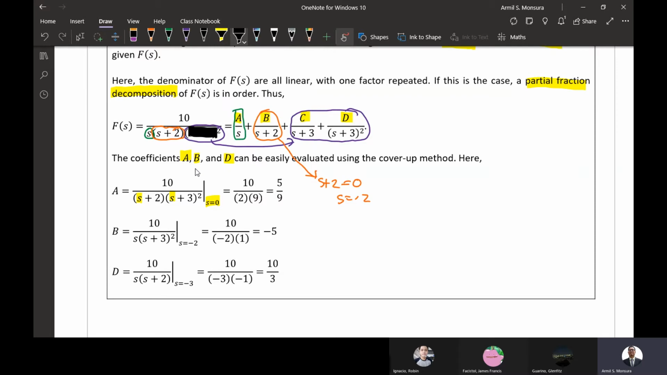Ayan. Yung S plus 3 squared, tatakpan ko ng buo. Ang maiiwan diyan is 10 over S times S plus 2. Okay? Which you evaluate for S equals negative 3.